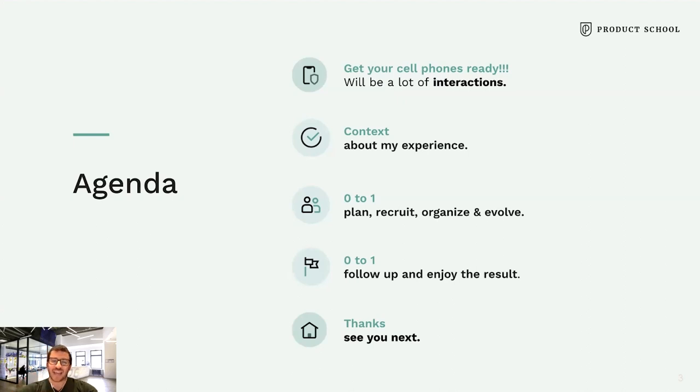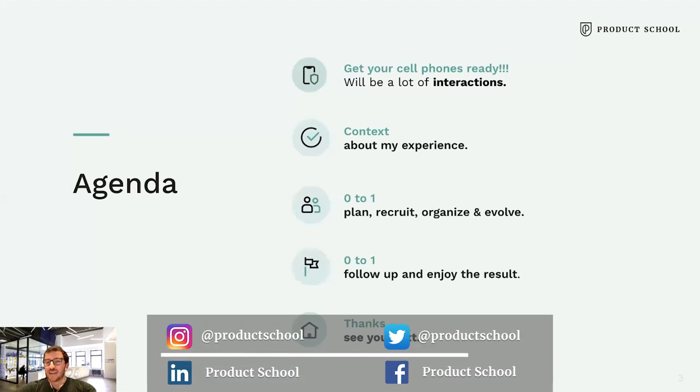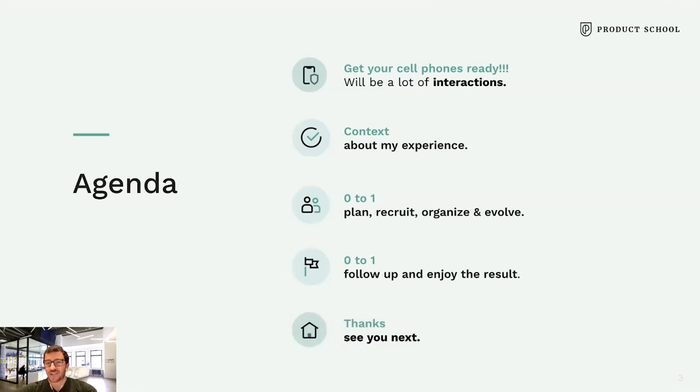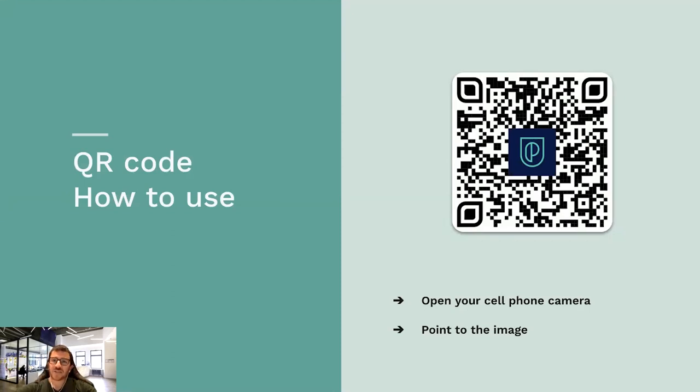It works fine. I will start with context, explaining a bit of my experience and things I've done in the past 6 years. I combined a lot of skills and learning from the past to build this methodology, or way of working, as a product leader, okay? Then I will get into 0 to 1. I will start with how you can plan your team, how to do a very nice recruiting process, how to organize everything, and then how to evolve your entire team. Of course, then we need to follow up your team, enjoy the results, and celebrate again.